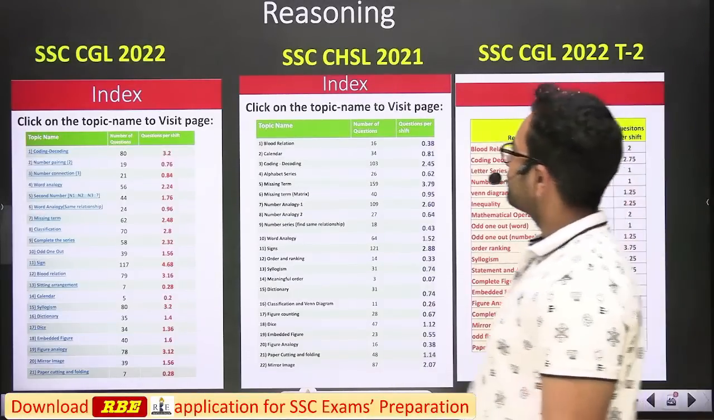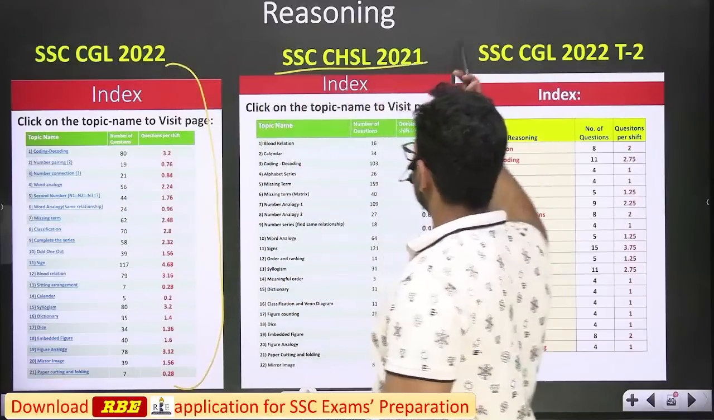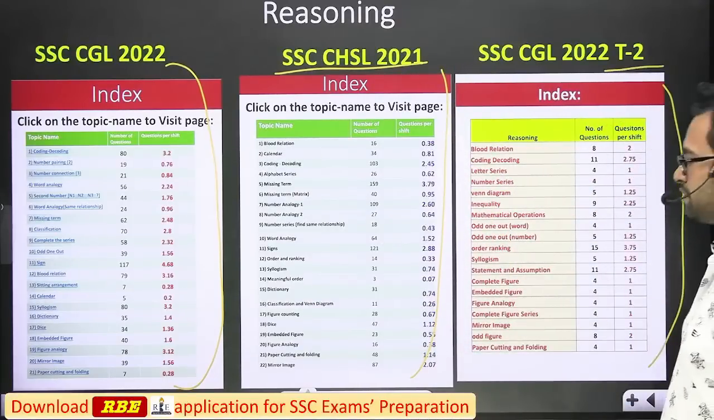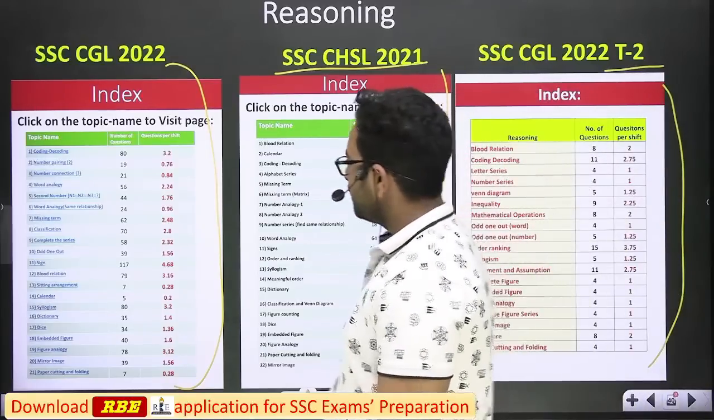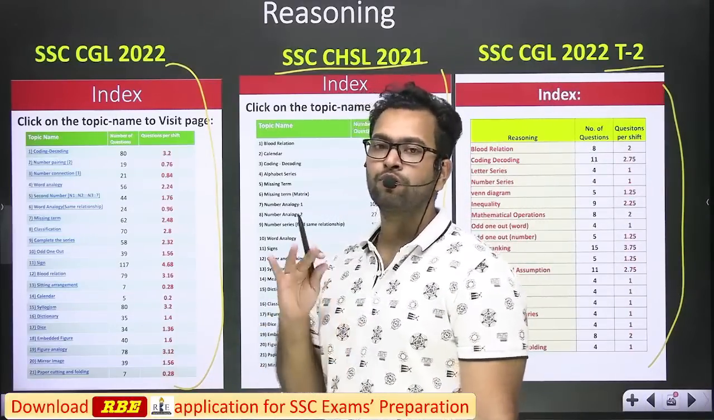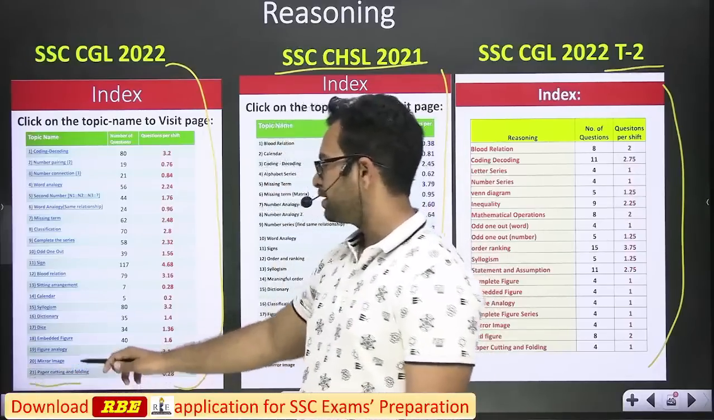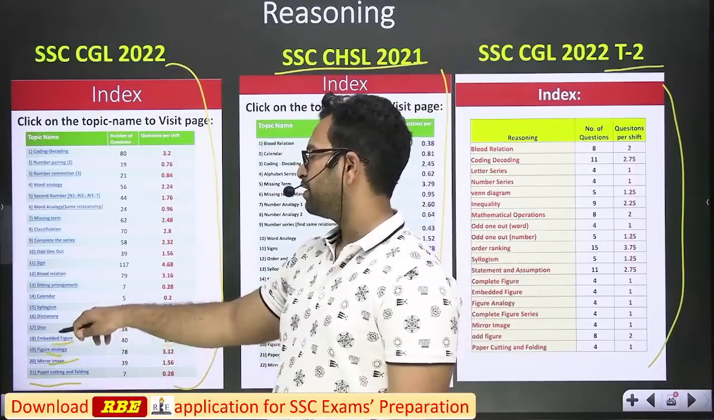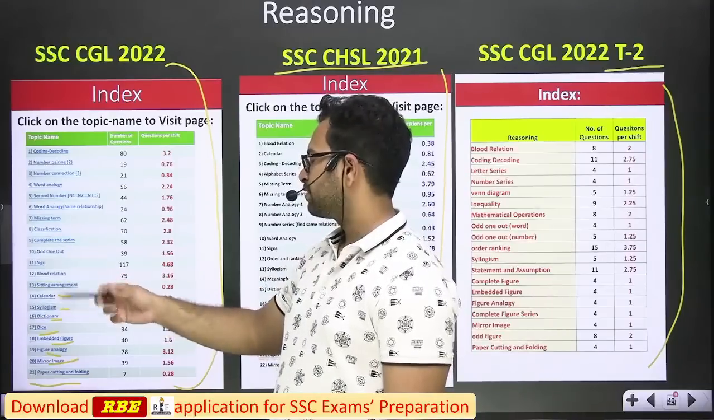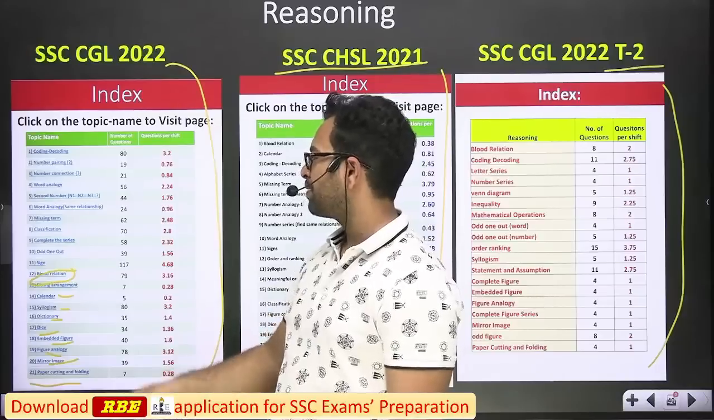Reasoning: you can check out SSC CGL 2022 Tier 1 chapter wise weightage, CHSL 2021 Tier 1 chapter wise weightage, and SSC CGL 2022 Tier 2 chapter wise weightage. Here we will find that there are some topics that are quite easy in reasoning, that you don't need a lot of practice or learning, like paper cutting and folding, mirror image, figure analogy, embedded figure, dice, dictionary, syllogism, calendar, and I can say blood relation is also an easy topic.